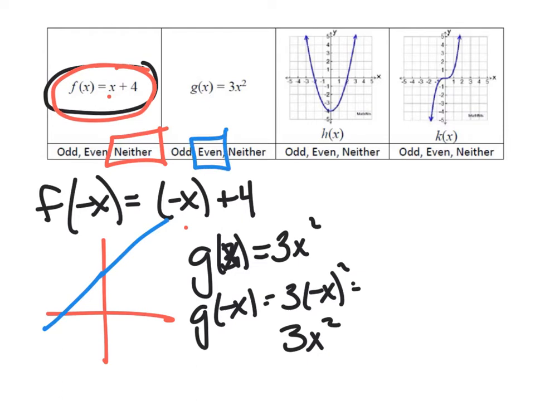Now again, guys, you have a graphing calculator. Let's say you forget the rule on the test. Could you just graph it? Of course. 3x squared looks like this, and you can clearly see it's symmetric to the y-axis, hence even.